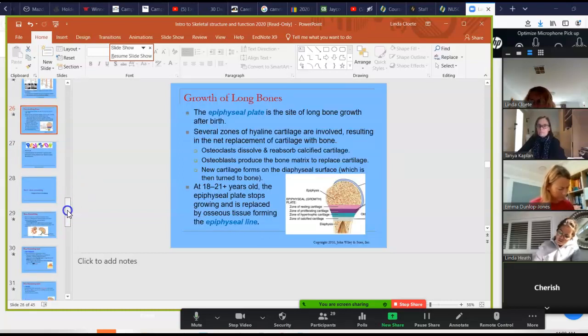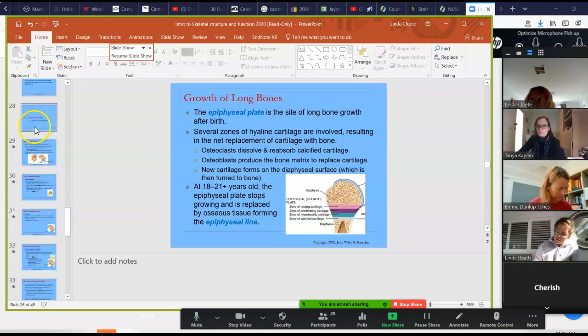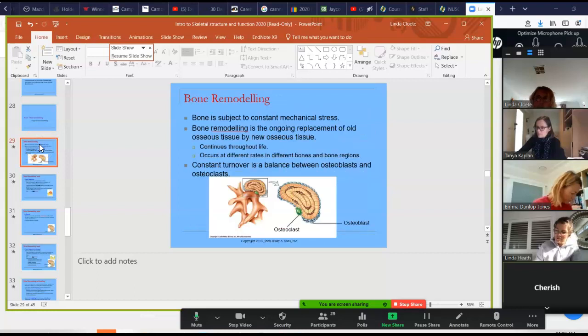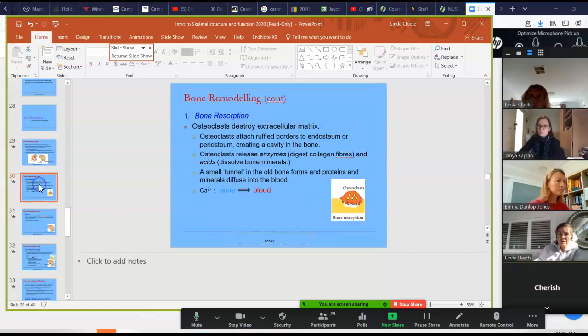And I think this is the bone formation, which is bone remodeling. Yes, okay. So this is where we really need to get stuck into the long questions. There are phases with bone remodeling, so you need to know all the stages.